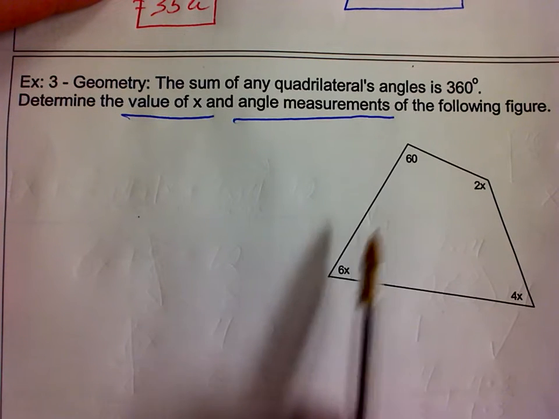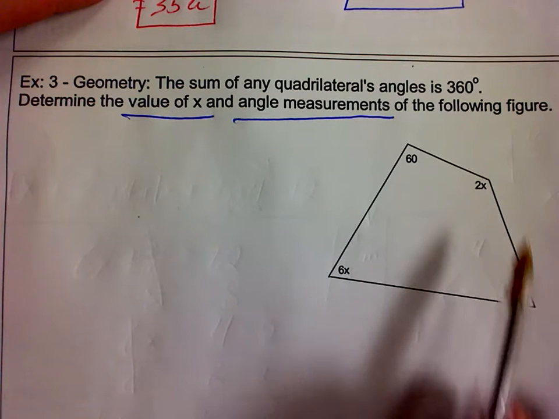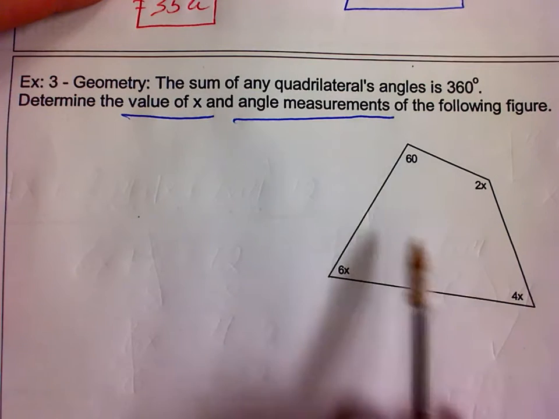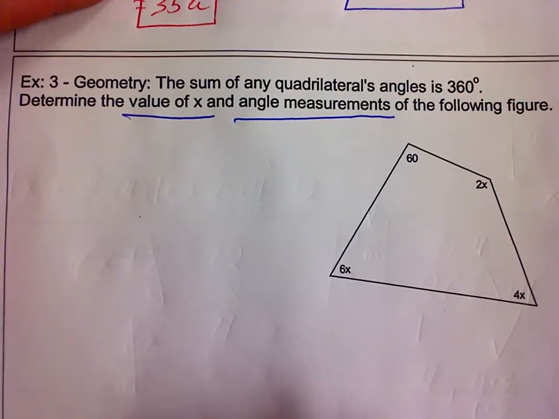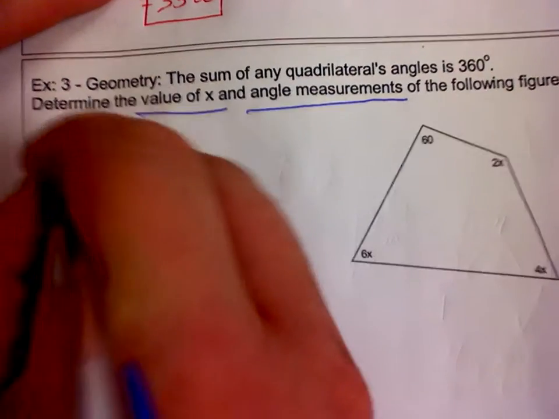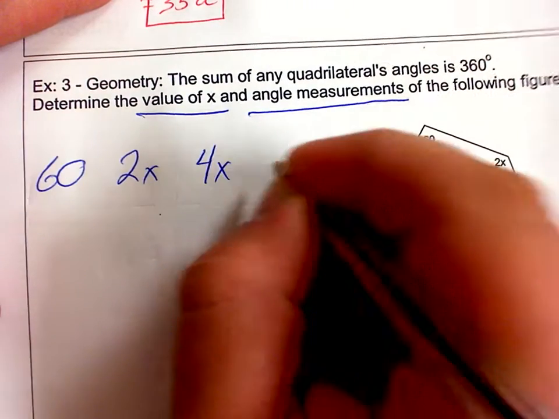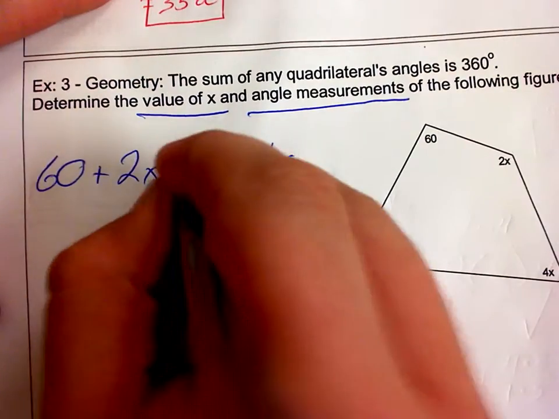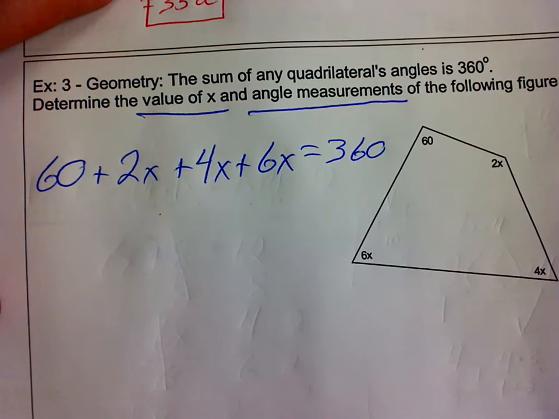Now, if it's a little bit hard to see, I'll let you know that this right here says 6x, this says 4x, this says 2x, and this says 60. It's okay if they all don't have a variable, okay? What we do know is that all four of these numbers have to add up to be 360. So we should go ahead and write 60, 2x, 4x, 6x. Those are our four angles. We're going to add all four of them together, set that equal to 360 degrees, or just 360, since we're just going to be doing the math.